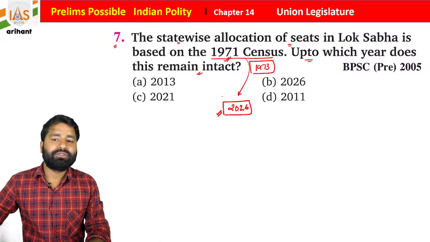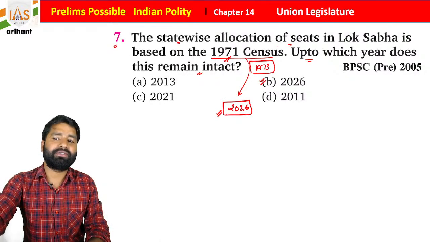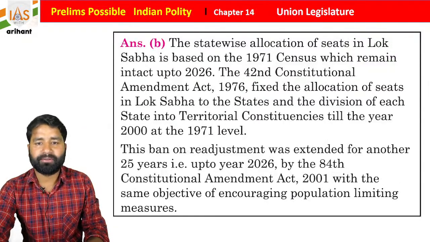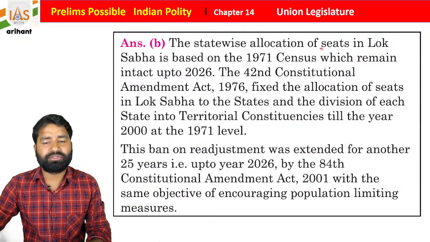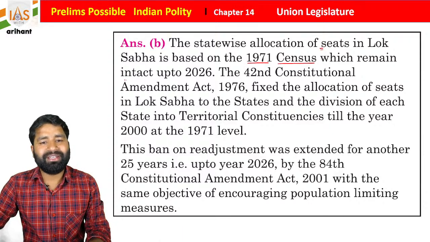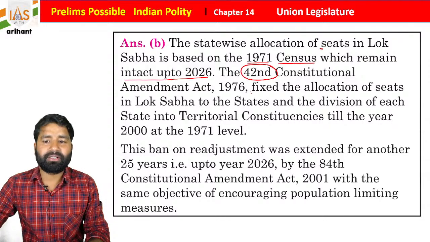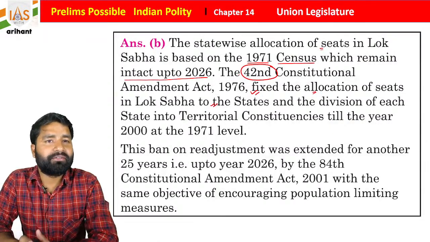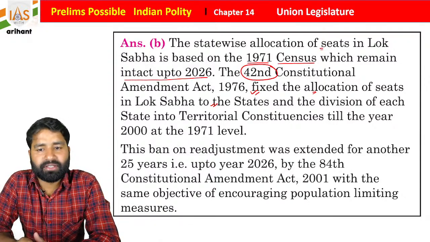So option B will be the more appropriate and right answer for the same. It was in Bihar PSC 2005. The state-wise allocation of seats in the Lok Sabha is based on the 1971 census, which remains intact up to 2026. By the 42nd Constitutional Amendment Act, they fixed the allocation of seats in the Lok Sabha to states and division of each state into territorial constituencies till 2000 at the 1971 census level, students.